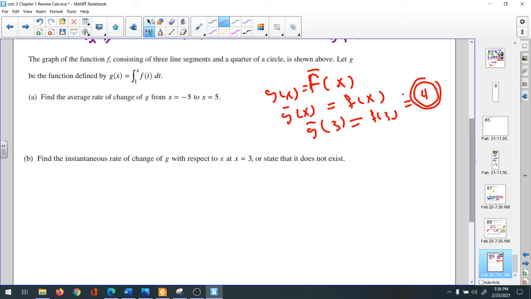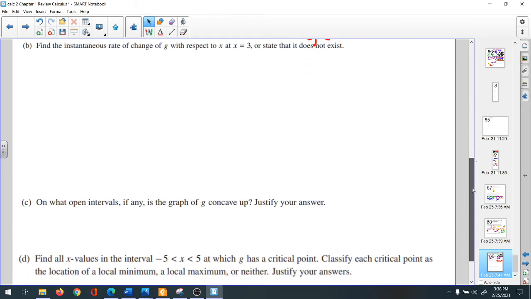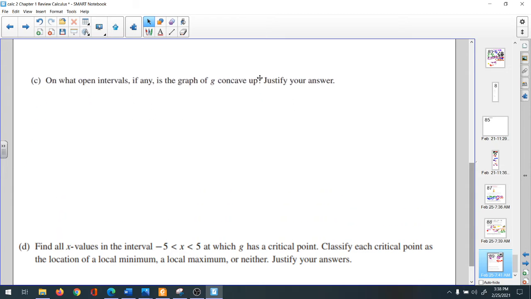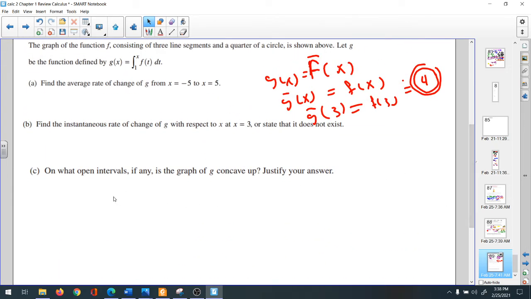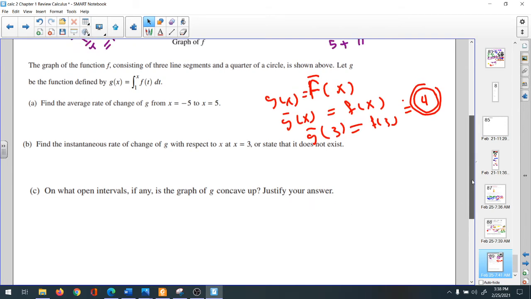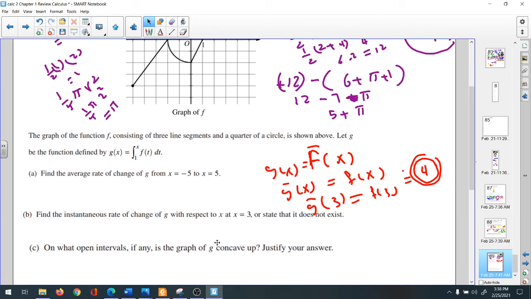That's part B done. Now part C. They're talking about concavity now. On what open intervals, if any, is the graph of g concave up? Justify your answer. They're looking for a graph of g, but actually we have the graph of f. So how do we do that?